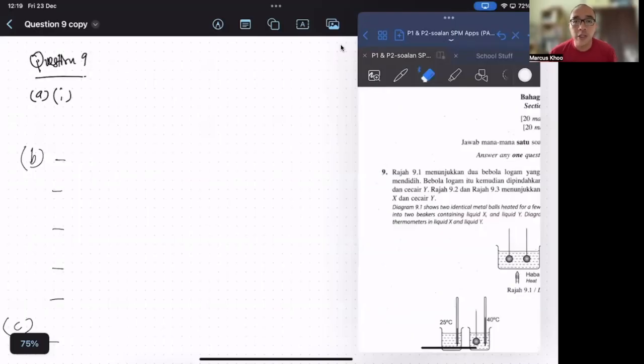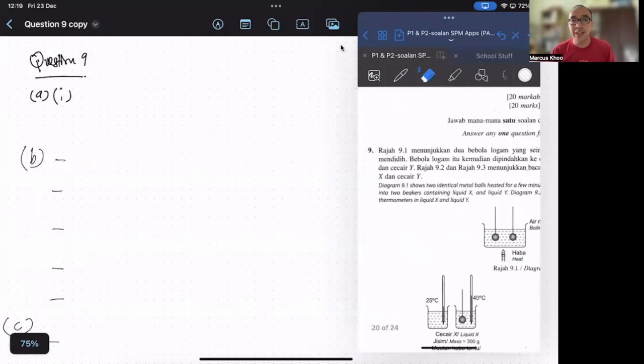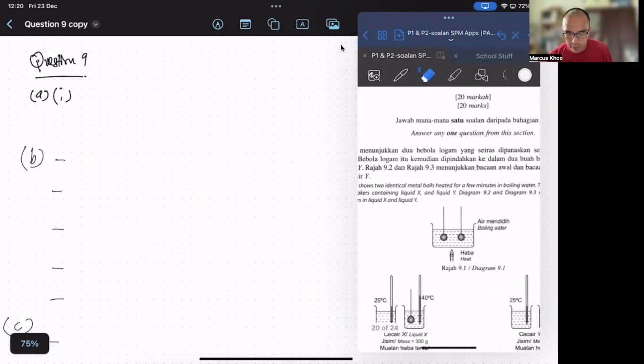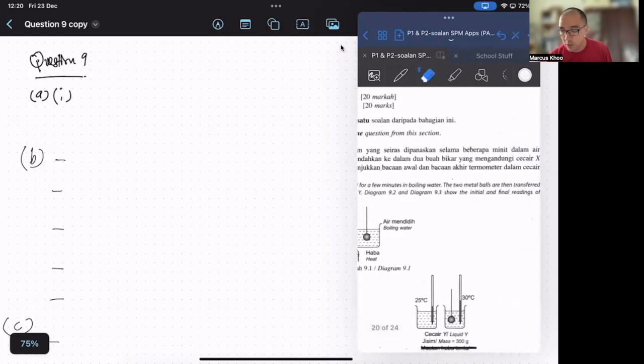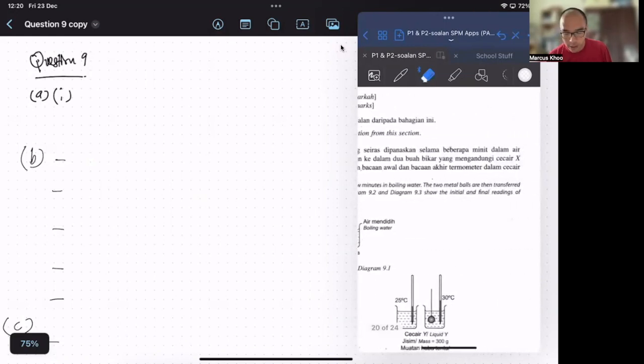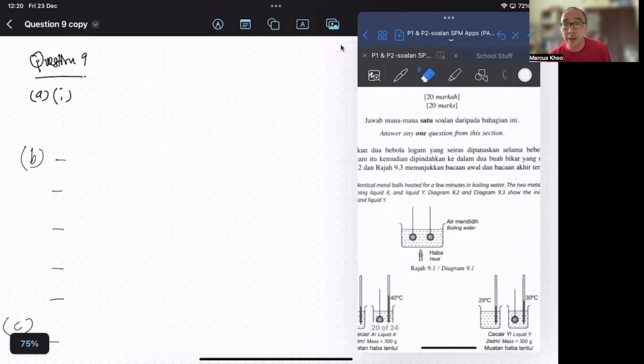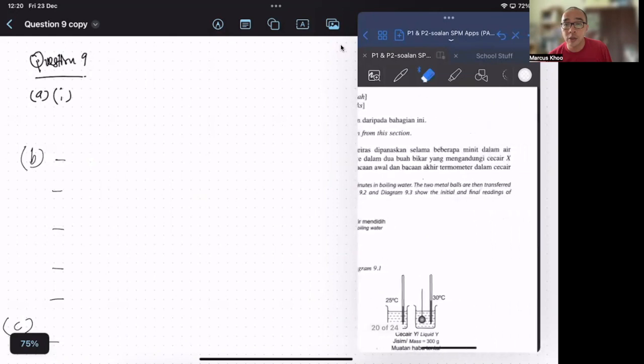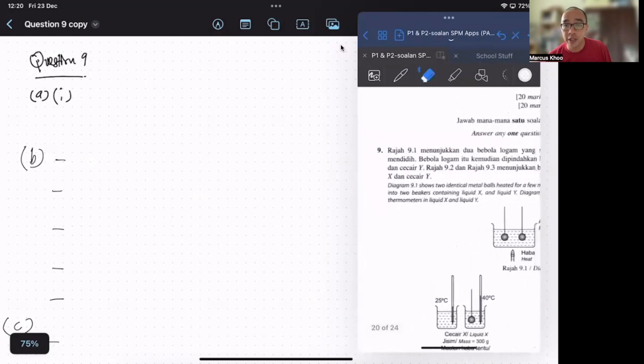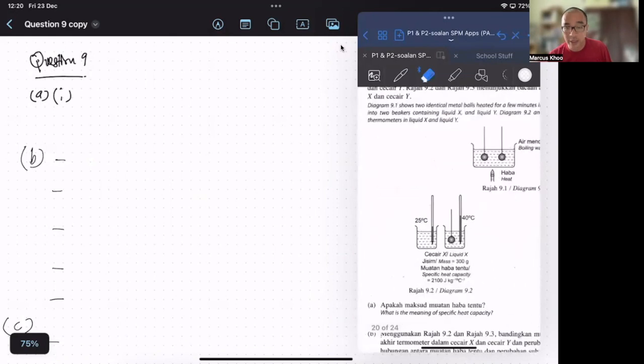Okay, let's go to question 9, everybody. So, of course, I need the space on the left over here, so you can just refer to the question. 9.1 shows two identical metal balls heated for a few minutes in boiling water. The two metal balls are then transferred into two beakers containing liquid X, liquid Y. Diagrams 9.2, 9.3 show the initial and final readings of the thermometers in liquid X and liquid Y.